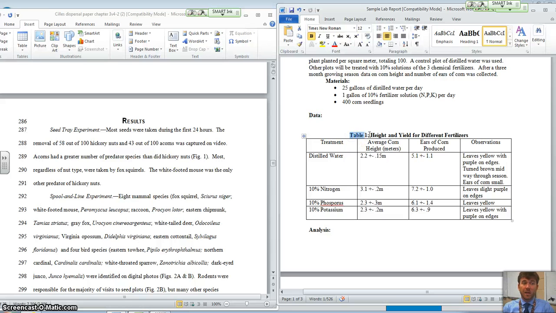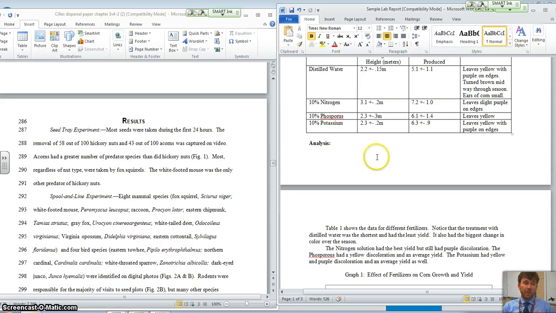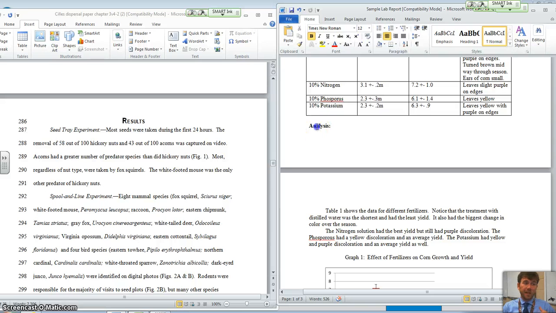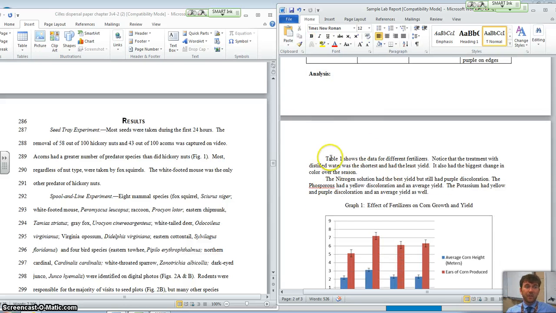Make sure tables are annotated with a good title, including a number, like table 1, table 2, and then a descriptive title about what that table holds. Your analysis goes further to start talking about the raw data. This is where you're going to put any sort of calculations. This is where you put any graphs, anything like that. So this analysis starts describing the table.